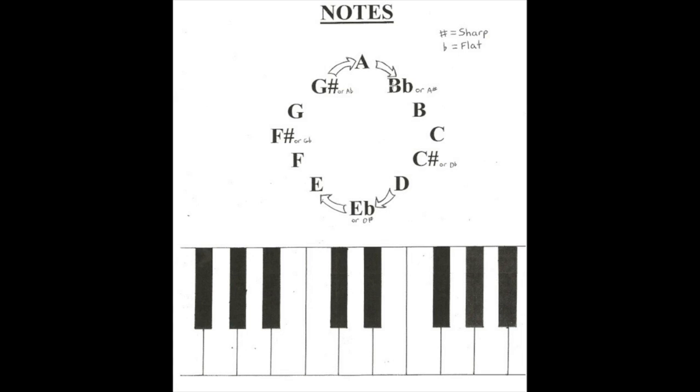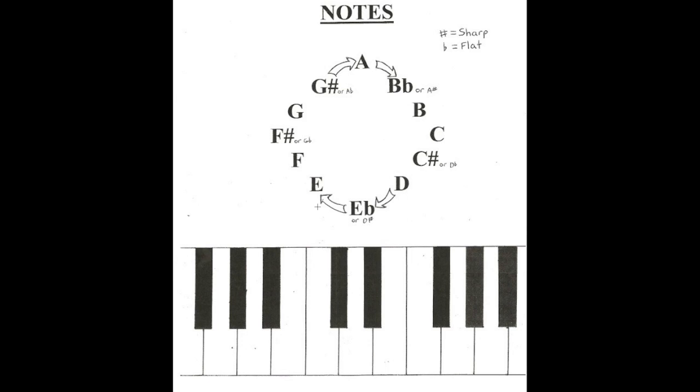A. You'll notice there's two steps here, E and F, and B and C, that have no sharp or flat in between them. And these are these keys here, B and C, and E and F. No sharp or flat between those. So just remember B, C, E, F. Those are the ones with no sharp or flat. Everything else has a sharp or flat in between it.